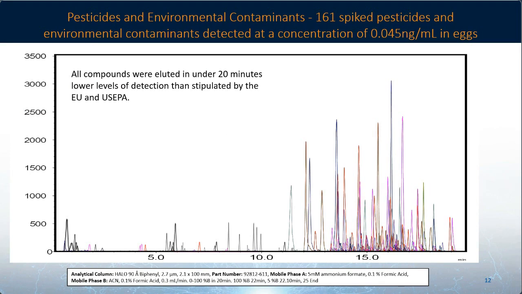It's lower than 10 ppb for Europe. And all compounds were eluted in just under 20 minutes, and at lower levels of detection than are stipulated by the EU and the US EPA. So we're seeing this high sensitivity. We're getting all the compounds that were in there, and we're getting it in under 20 minutes, and we're getting it at lower concentrations than values that are stipulated by the EU and the US EPA.